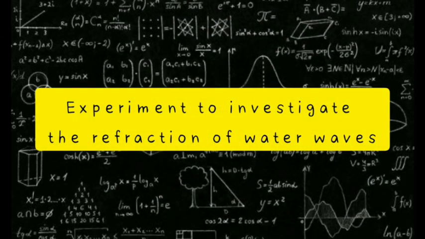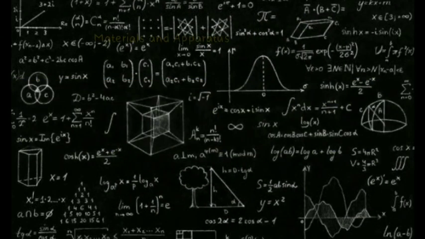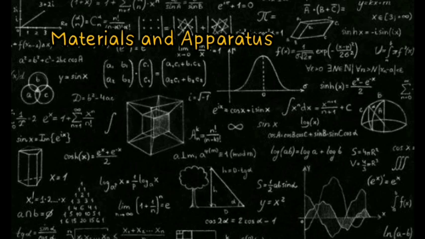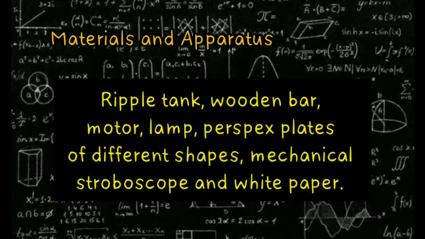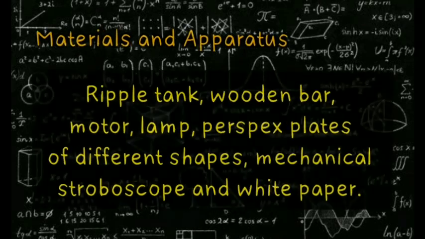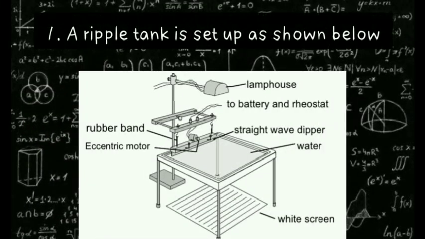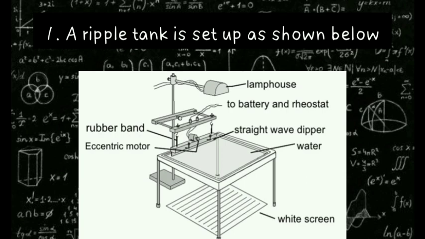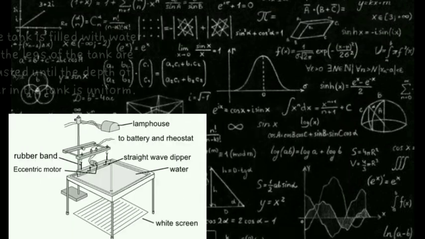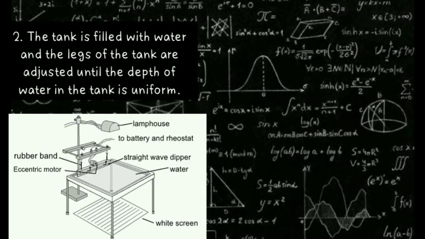Experiment to investigate the refraction of water waves. The materials and apparatus: we need ripple tank, wooden bar, motor, lamp, perspex plates of different shapes, mechanical stroboscope and white paper. First, a ripple tank is set up as shown below. Second, the tank is filled with water and the legs of the tank are adjusted until the depth of water in the tank is uniform.